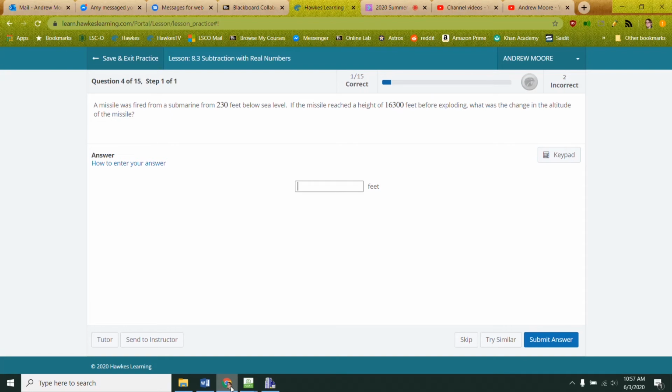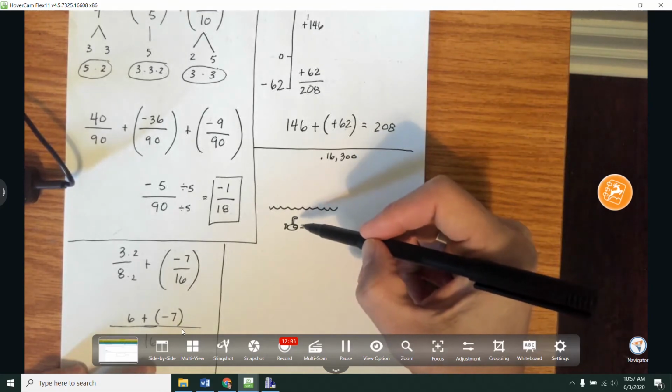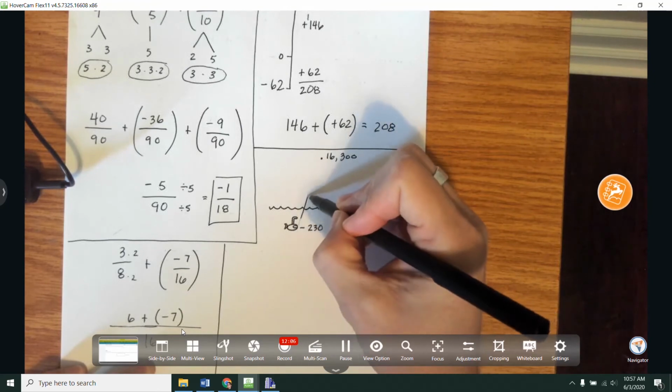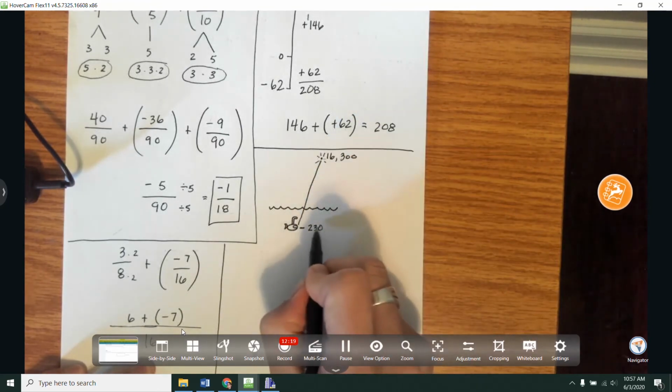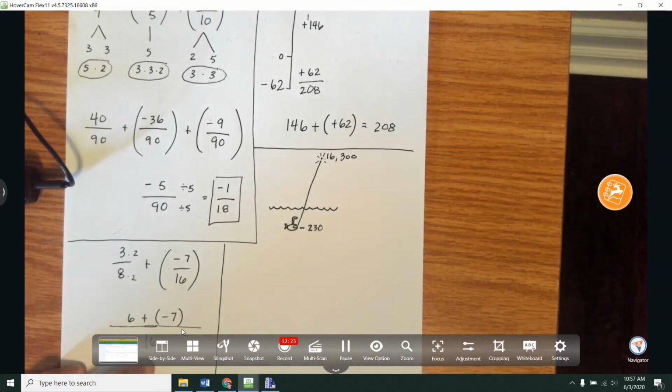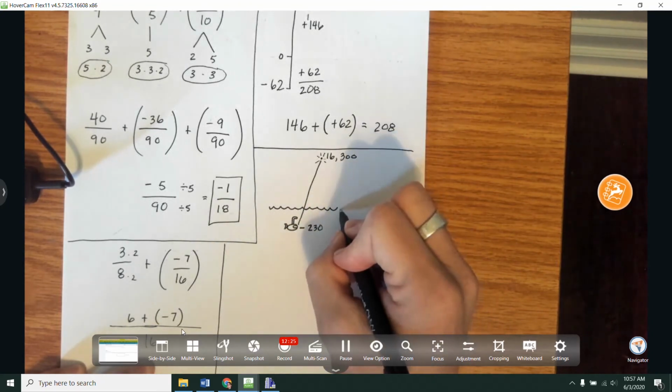A missile was fired from a submarine from 230 feet below sea level. If the missile reached a height of 16,300 feet before exploding, what was the change in the altitude of the missile? As we have our little submarine here, it's going to shoot up to this height, and that's where it's going to explode. And when we say that it's below sea level, we're saying that it is at negative 230. Sea level is considered to be 0.